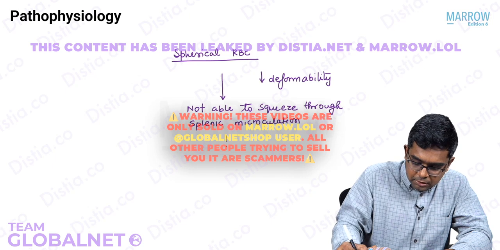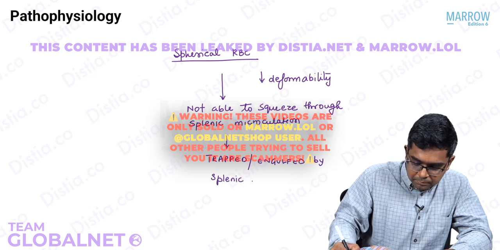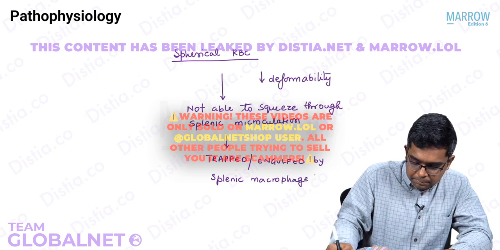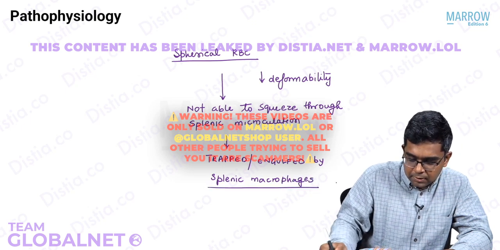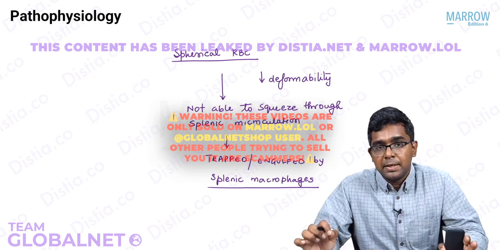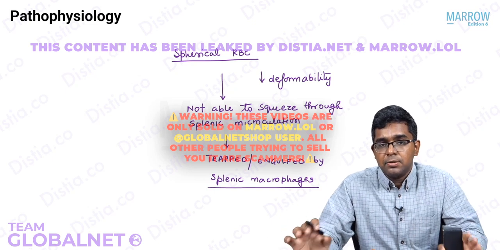As a result of which they become trapped as well as engulfed by splenic macrophages. That is a basic problem leading to hemolysis in case of hereditary spherocytosis, where the abnormal spherical RBCs are trapped and lysed in the splenic microcirculation.